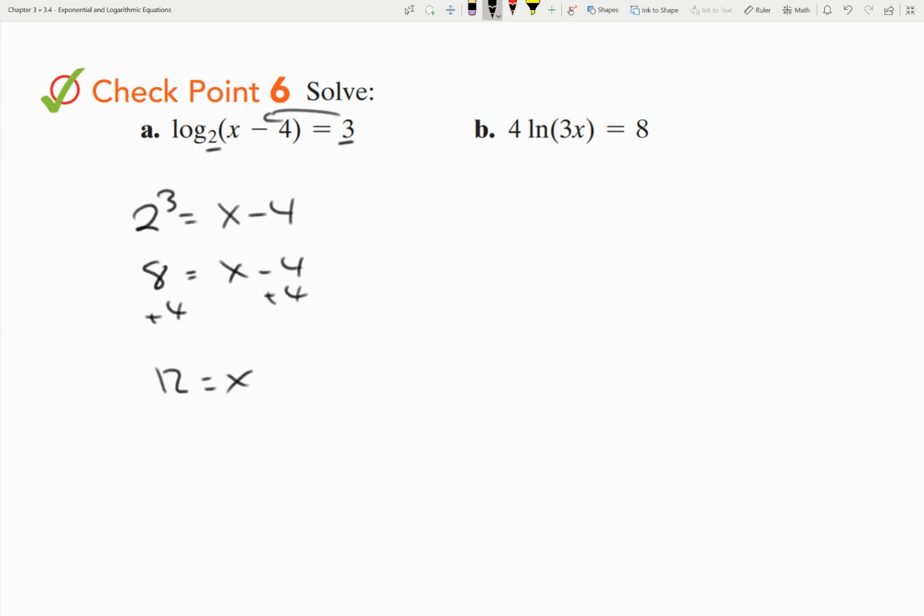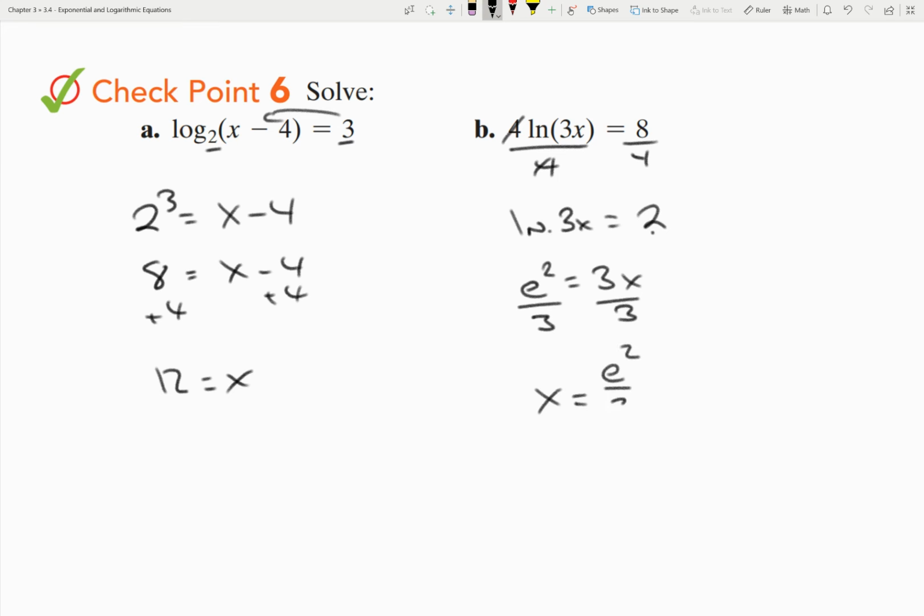12. Again, first step, divide out the number in front of the logarithm. Those cancel. So the natural log of 3x is equal to 2. e squared is equal to 3x. Divide out the 3, and we get x is equal to e squared over 3, which in my calculator gives me 2.4630.